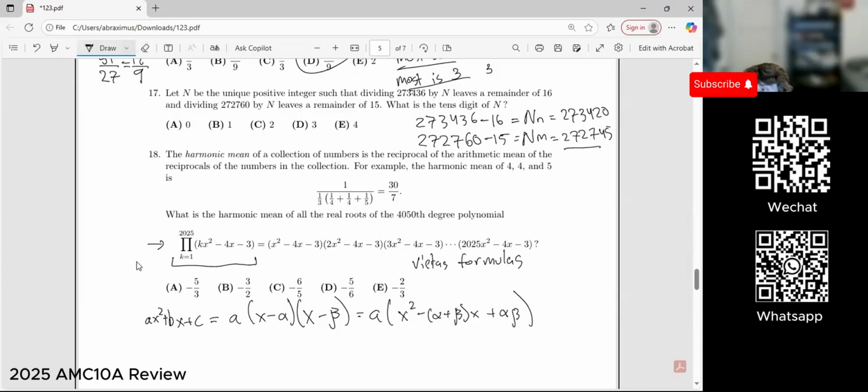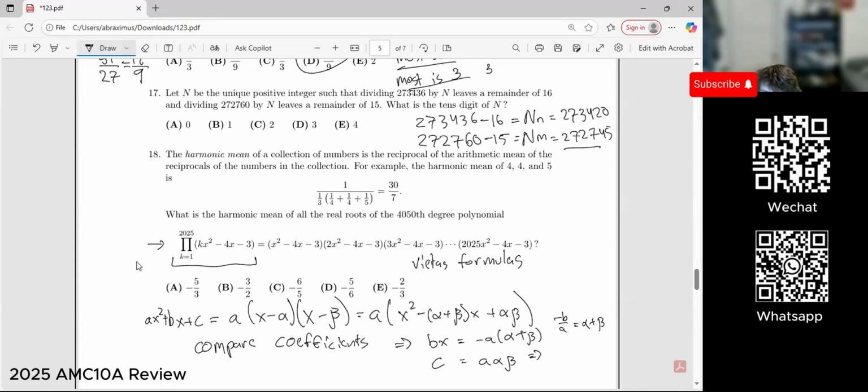We don't necessarily know A, B, C, or alpha or beta. We just know they have these relationships. Okay. So by comparing coefficients, we get b is equal to minus a times alpha plus beta, and c is equal to a alpha beta. And so minus b over a is equal to the sum of the roots, alpha plus beta, and c over a is equal to the product of the roots.